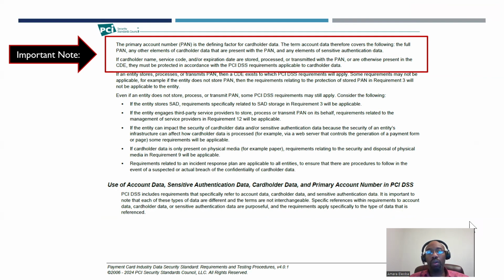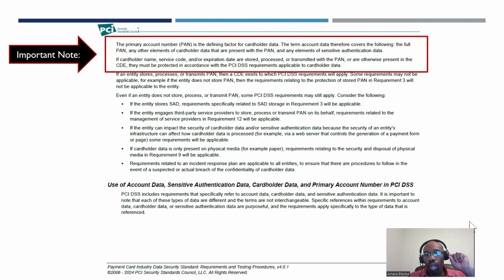If cardholder name, service code, and or expiration date are stored, processed, or transmitted with your PAN, or are otherwise present in the CDE, then you must protect them according to PCI DSS requirements. See that important note. Whenever that PAN is present, and present means, you can say, hey, but it's encrypted, yes, it's still present. The only time it's not present is if you use what we call tokenization. So it's very important, and I wanted to bring this out.